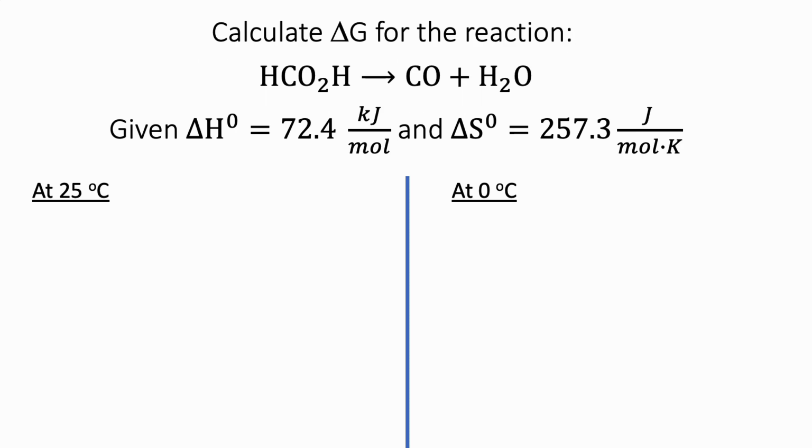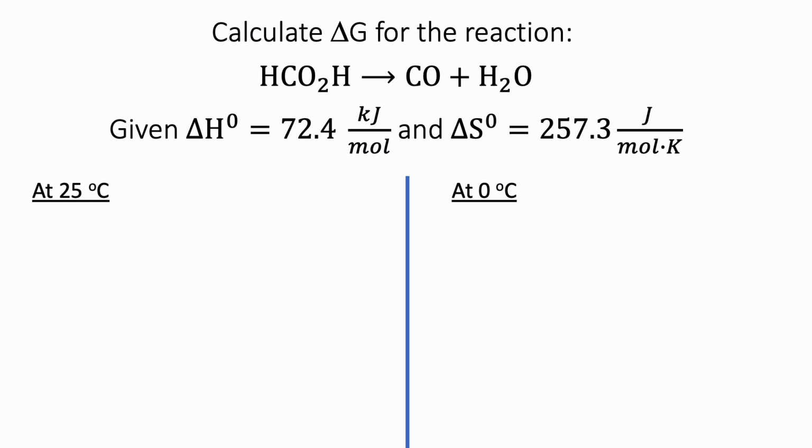So here we have a reaction in which formic acid is splitting up to form carbon monoxide and water. And we have been given our enthalpy for this reaction, 72.4 kilojoules per mole. So this is an endothermic reaction, not favorable from an energy point of view. And we're given delta S of the reaction, the entropy change, that is 257.3 joules per mole Kelvin. So our entropy is increasing. So this is favorable from an entropy point of view. It's unfavorable from an enthalpy point of view.